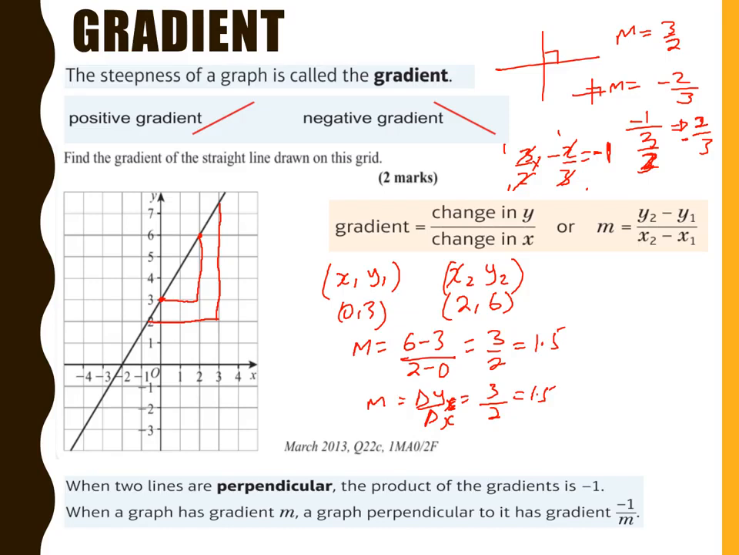The gradient of a perpendicular line comes up a lot in the GCSE exam. So please master this. The reason why I went the other way around is because this is a fraction. If it was just a number, if a gradient was 3, then the gradient for the perpendicular line would have been minus 1 over 3. Okay?